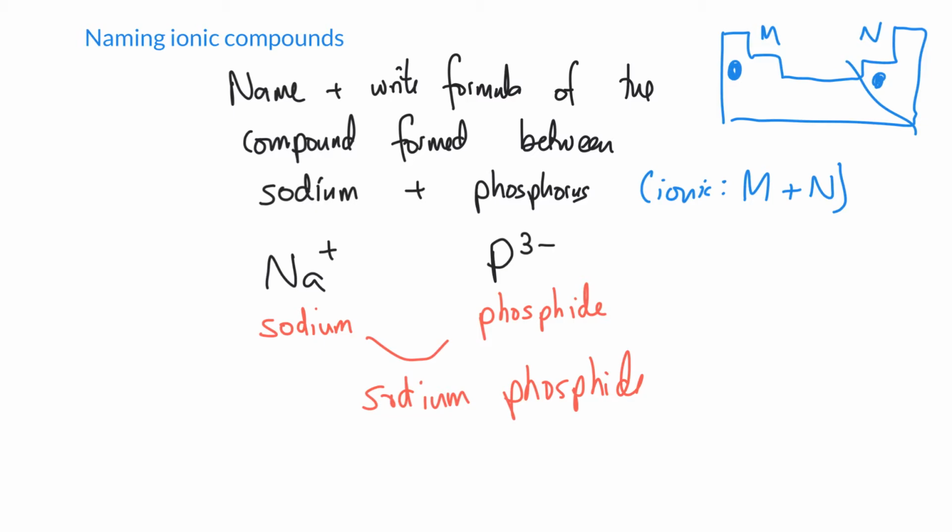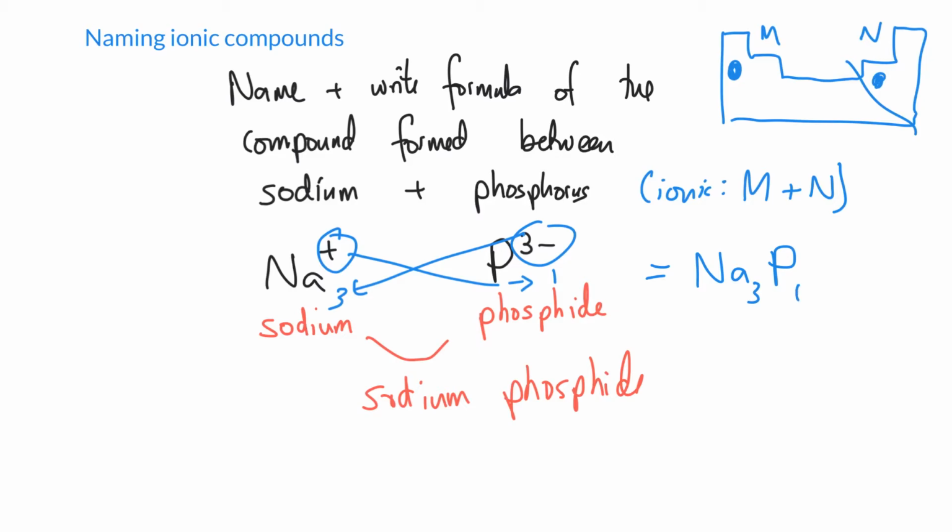Now, what about the formula? The formula we can get by crisscrossing. We can take the 1 positive and make it a 1 over here, and the 3 negative and make it a 3 over here. And so it would be Na3. Remember, we ignore the minus. And then it would be P1. And remember, when we write formulas, if there's 1 of something, the convention is not to write it at all. So it would just be Na3P, and that would be sodium phosphide.